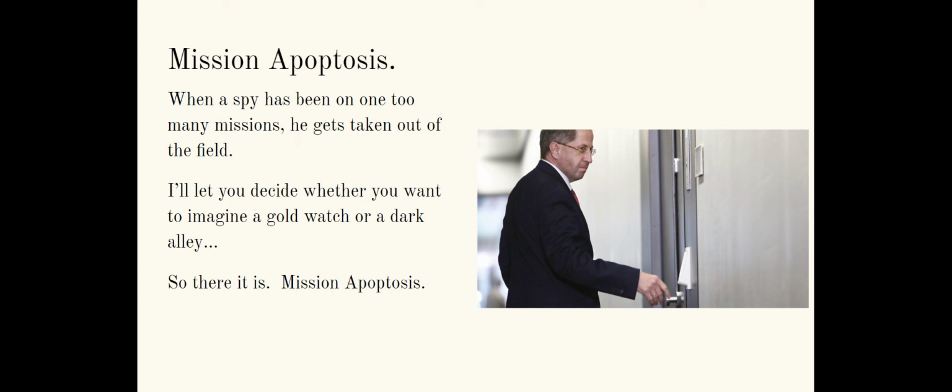So you can decide whether you want to imagine a gold watch retirement for this cell or a dark alley with somebody with a silencer. But there it is. It's mission apoptosis. He needs to be retired. He's no longer useful to any more missions. And there are enough new agents to take over for him. So that is that. And we're going to let go here. And the next topic we'll come up with is embryonic development.